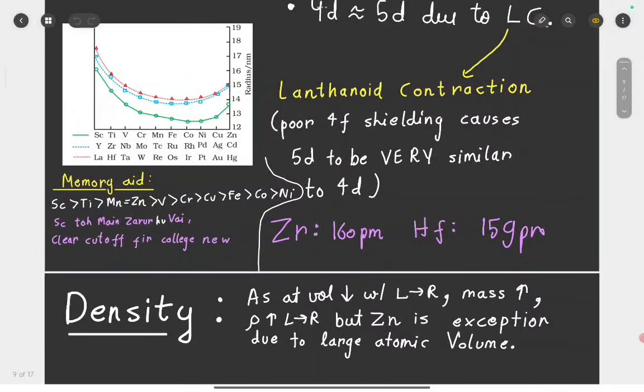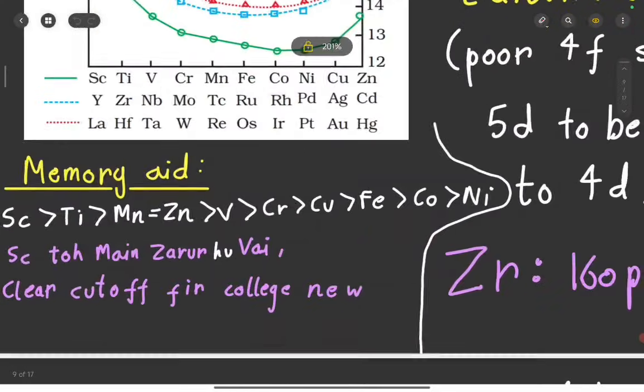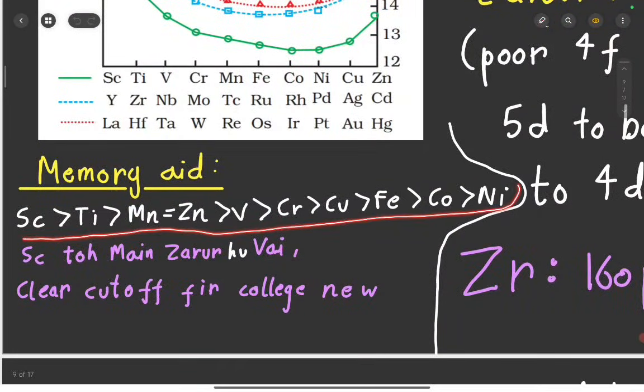And in the third subshell, the memory aid for the order of metallic radii, they asked a direct question in JEE 2024 and also in 2025.